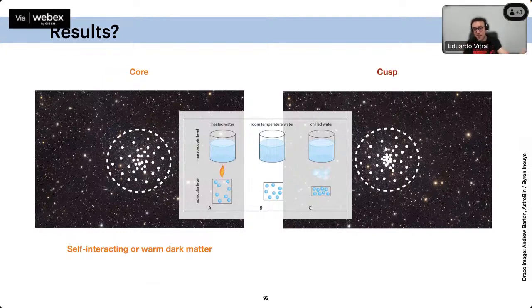On the other side, if you have dark matter forming a cusp, which is what some of our best models of the universe actually predict, then you would expect dark matter to be some sort of cold particle, a kind of particle that does not interact with itself that much.